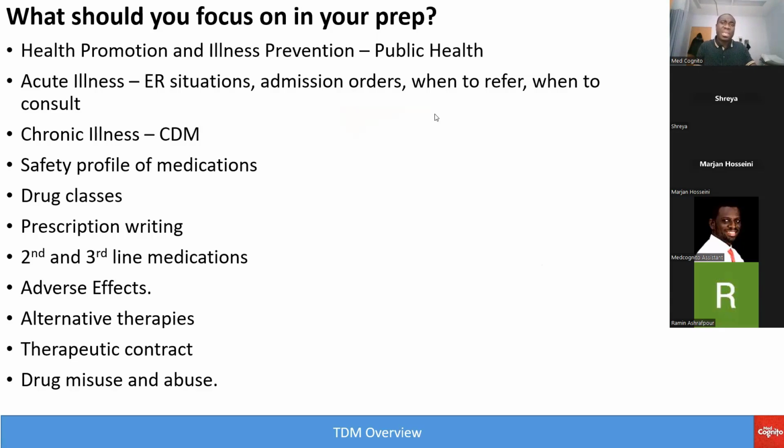And you're going to also be given cases in the acute setting. So emergency room management of cases. You may even be asked to write some admission orders. You may even be asked, when are you going to refer a patient, when to consult a specialist about it.